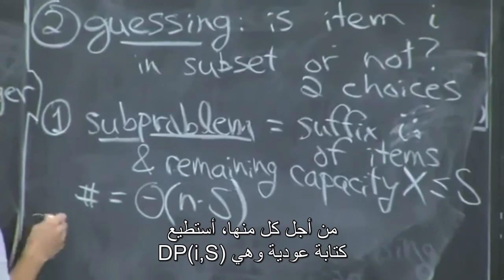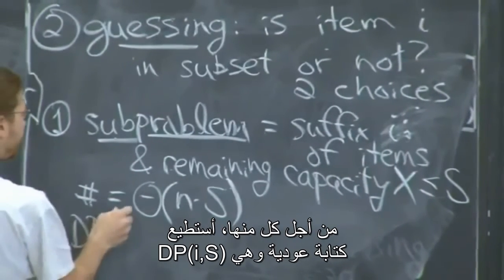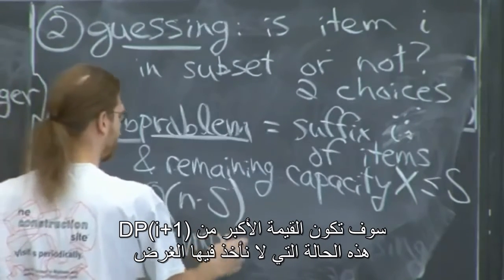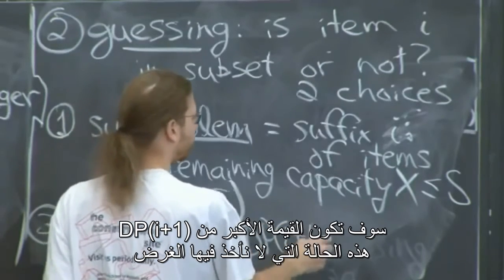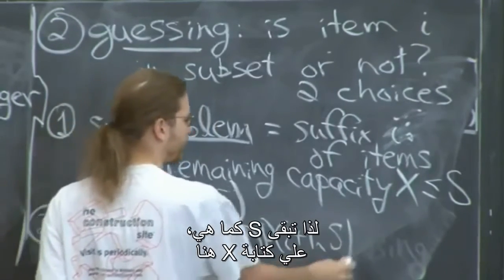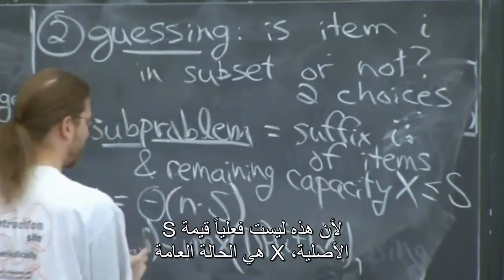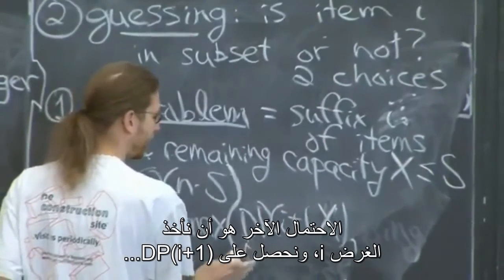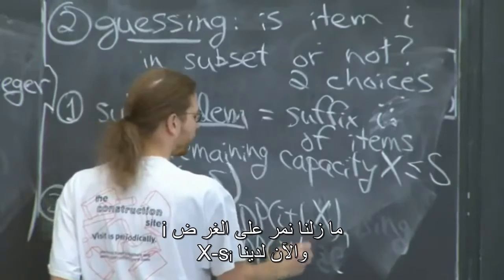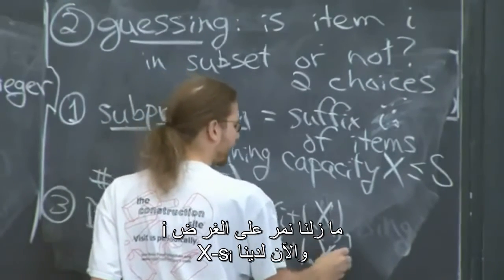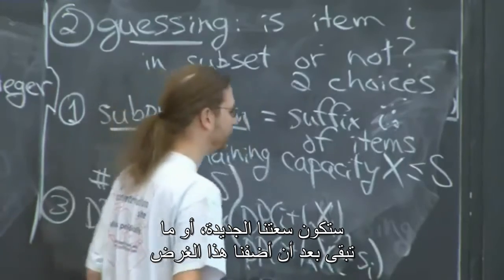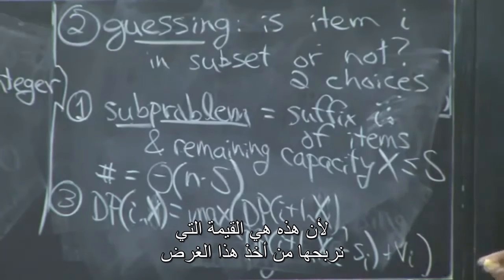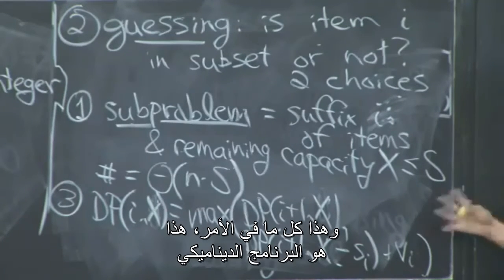Now for each of them, I can write a recurrence, and that is dp of I comma x is going to be the max of dp of I plus 1, x. This is the case where we don't include the item, so x stays the same. Actually, I should write x here, because it's not actually our original value of s. X is the general situation. The other possibility is we include item I, and then we get dp of I plus 1. We still consume item I, we now have x minus si as our new capacity, what remains after we add in this item. And then we add on vi, because that's the value we gain from putting that item in. And that's it. That's the dp.